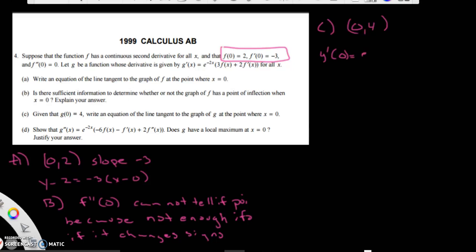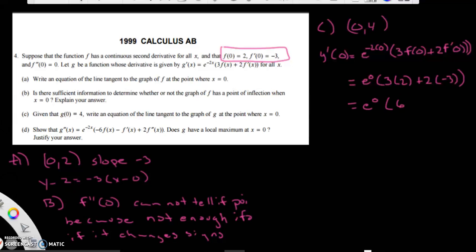So when we do this, we're going to get e to the negative 2 times 0, parentheses 3f of 0 plus 2f prime of 0 equals, so now we're going to get e to the 0, 3, what's f of 0? That's 2, plus 2, and what's f prime of 0? That was negative 3. Close the parentheses, equals e to the 0, 6 minus 6, which is going to be 0, so we're just going to get 0. So now we're going to get y minus 4 equals 0 times x minus 0, or you could say y equals 4.